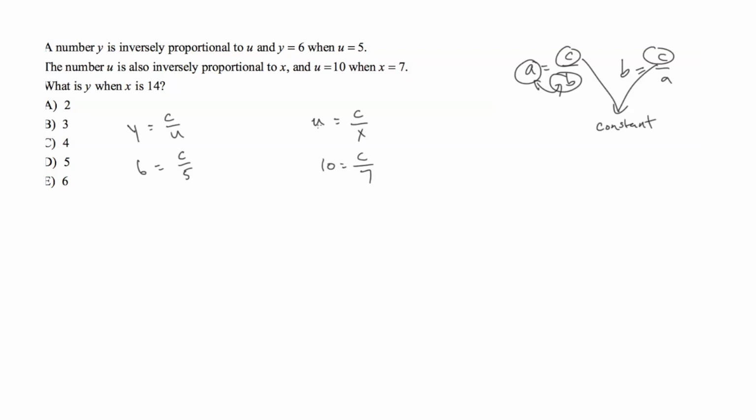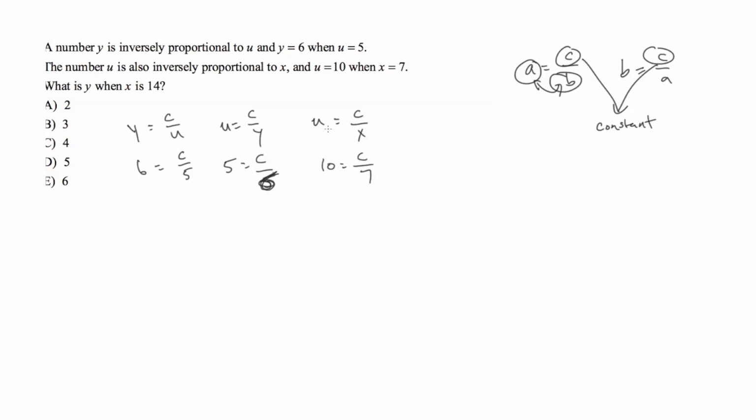Here we have u on the left side and x in the denominator. We want u on the left side as well so we can make some relationship between x and y. So I'm going to flip these just like I did over here. U is equal to c over y, which means we have 5 is equal to c over 6.